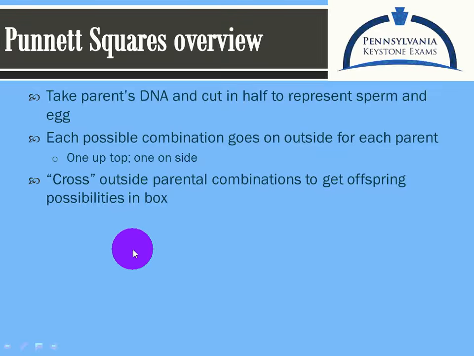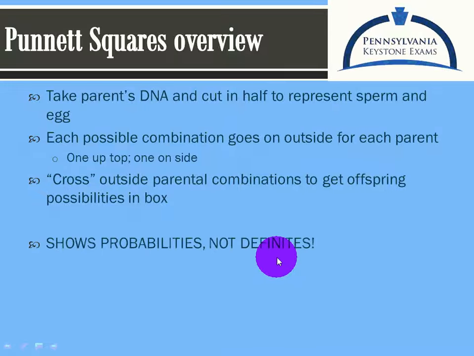Female can be up top, male can be on the side, or vice versa. It doesn't really matter. And then what you do is you cross those outside combinations, and then inside the box you figure out what the babies could be. One important thing is this is just a probability of what is likely to happen or what is not likely to happen.